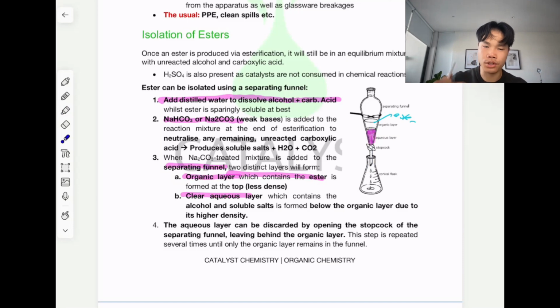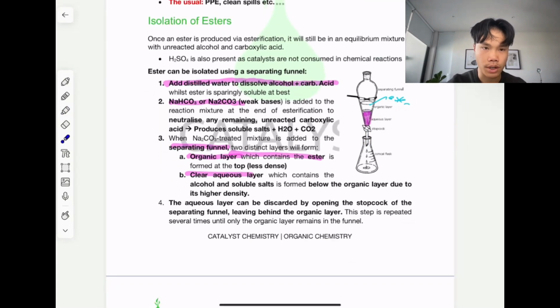And you can repeat this process a few times to increase purity by taking out that organic layer, putting more water in, creating a new aqueous layer, and then filtering out anything else that was not already dissolved in the aqueous layer. So that's the separating funnel.